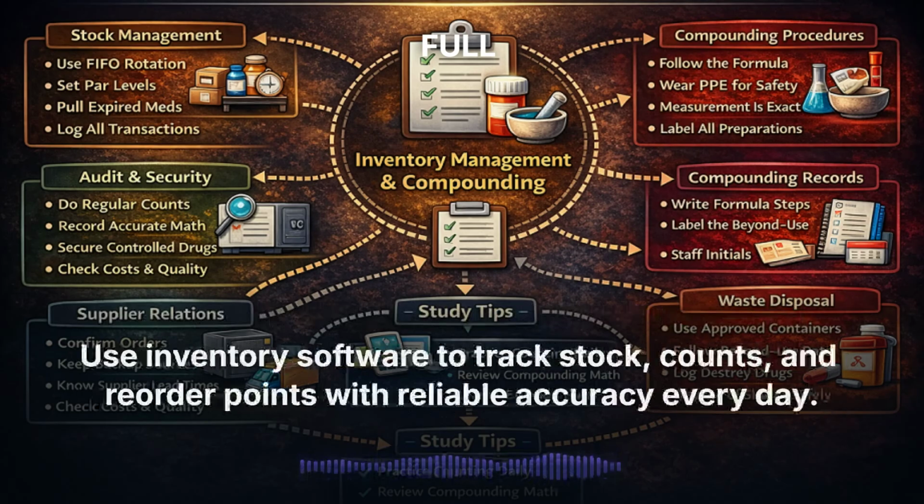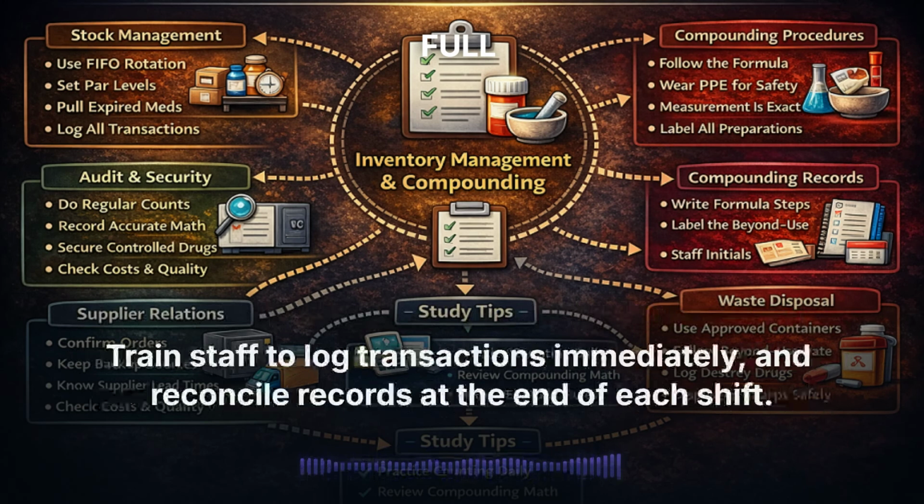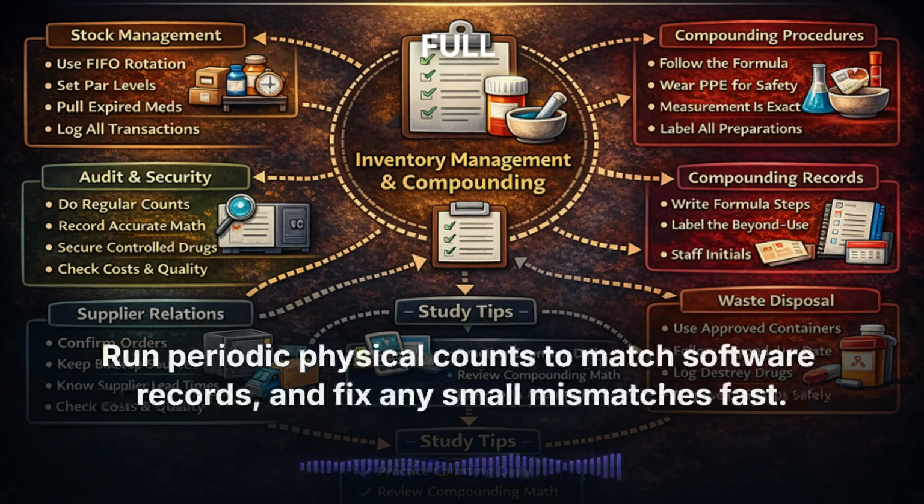Use inventory software to track stock, counts, and reorder points with reliable accuracy every day. Train staff to log transactions immediately and reconcile records at the end of each shift. Run periodic physical counts to match software records and fix any small mismatches fast.